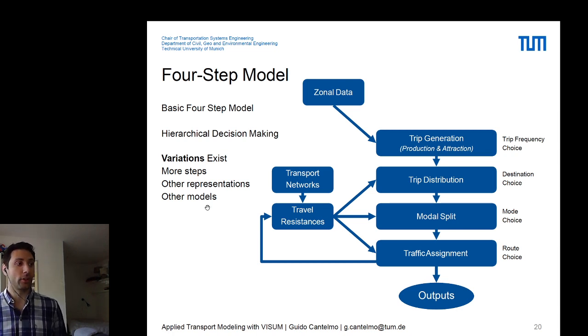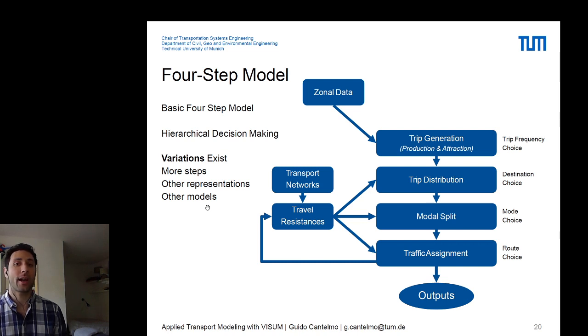And this is why one of the oldest, most widely criticized models ever, but also one of the most widely adopted, is the four-step model. The four-step model basically just introduces a sequence of choices which work exactly as we just described. So first of all, we have a series of data. The first one is zonal data. What is zonal data? We are talking about Universität, we are talking about Marienplatz. Different areas may have different characteristics.